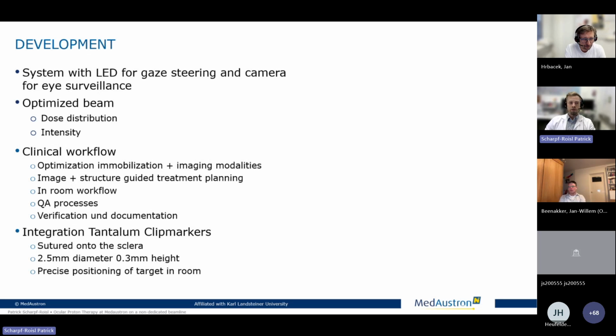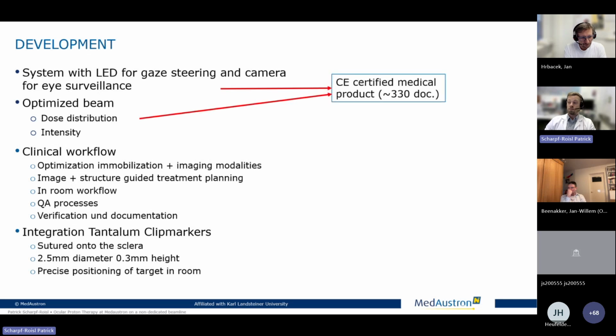Additionally, we also thought about how to reach beam properties similar to dedicated centers. So we want to optimize a dose distribution to have very sharp penumbras. To solve these two issues, we actually had to develop a CE-certified medical product where we needed to hand in, at the end, around 330 documents in total to have a medical device accessory to our accelerator.